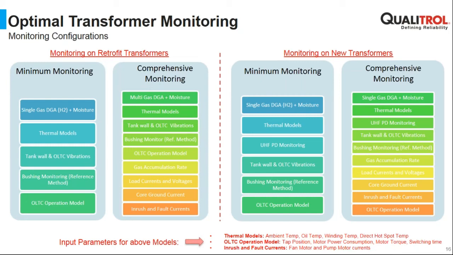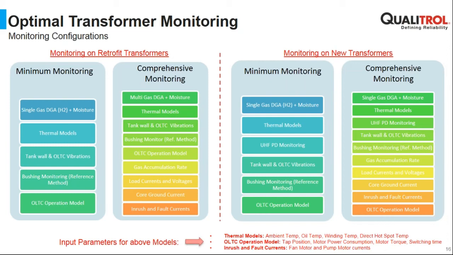Going further in terms of comprehensive monitoring, of course, you're looking maybe for more gases than only H2. Then you go also for the gas accumulation rate, load current and voltages, which you have anyway on most transformers. Core ground current, as we discussed before, inrush and fault currents, which is basically just taking the operational parameters into account also.